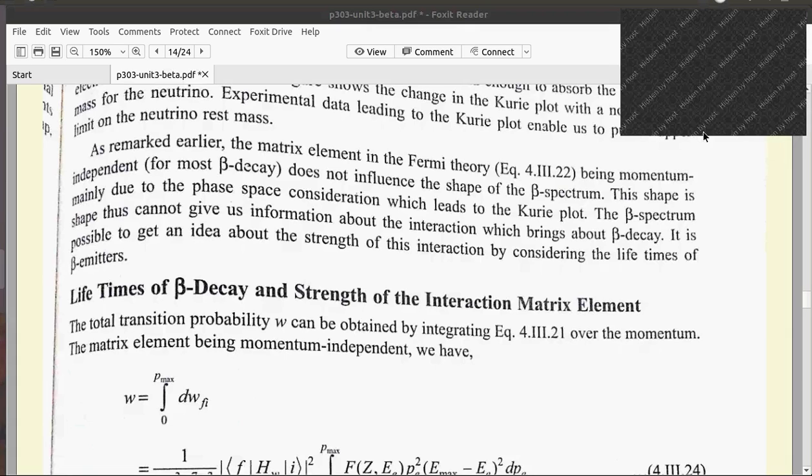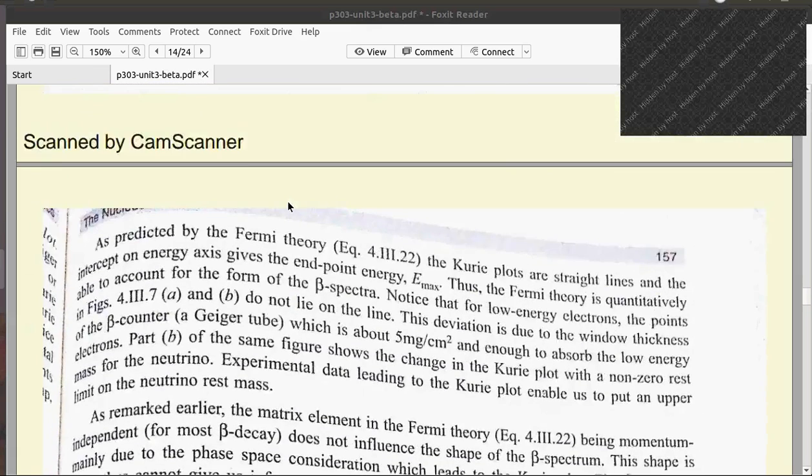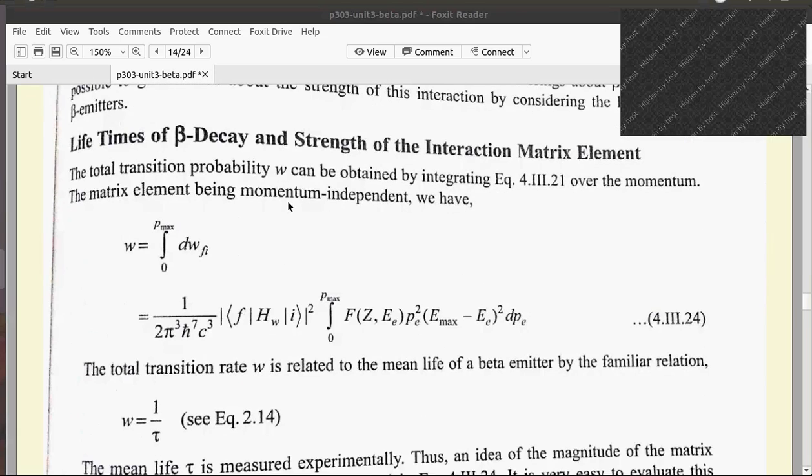From where can we obtain the information about the strength of the interaction matrix? That is the question. For that, what we will do is integrate dW_fi. dW_fi is the transition between one state and another state. But this is only for a fixed momentum. This interaction was for an electron with momentum Pe only. Now for all the electrons, or for the complete range of momentum, you have to integrate over momentum.